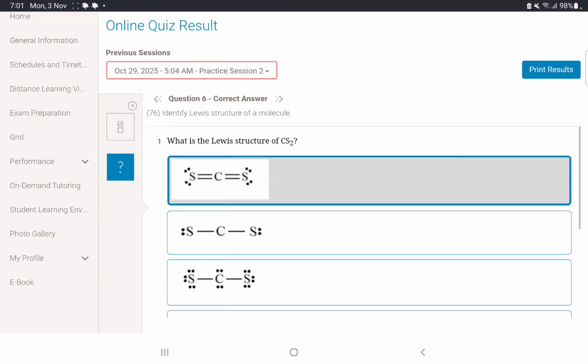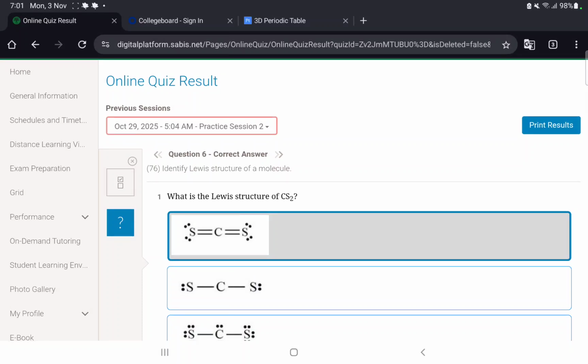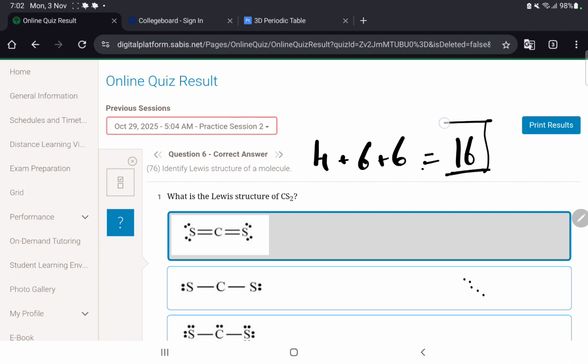So we should all know how to do Lewis structures by now. So we have C and S2. Carbon is in group 4, okay? So we're going to add the valence electrons first. 4 plus S is in group 6, and since there are 2 S's, we're going to go 6 plus 6. We get 4 plus 6 plus 6, 12 plus 4 is 16, and that is our number of valence electrons. That's the number of electrons that should be in our structure.